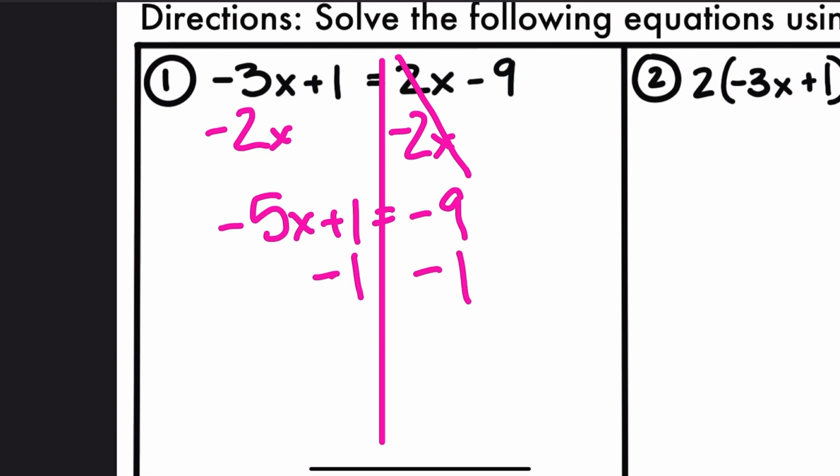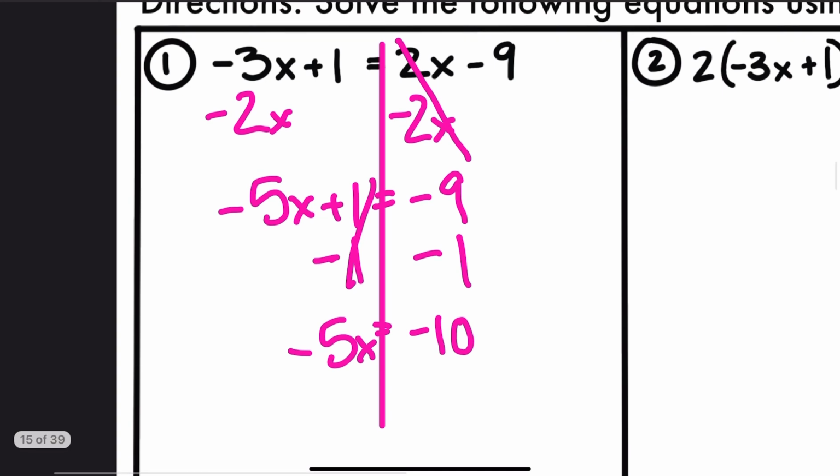1 minus 1 is going to give me a 0. So those are gone. I'll be left with negative 5x equals negative 9 minus 1. That's going to give a negative 10. Okay. Now I got one more step to do to get this x by itself.